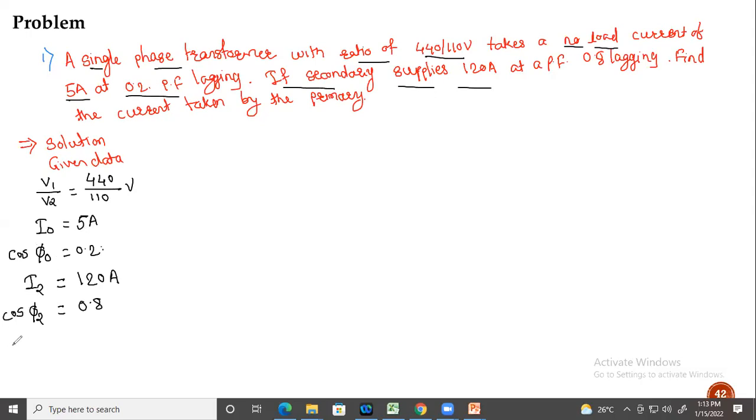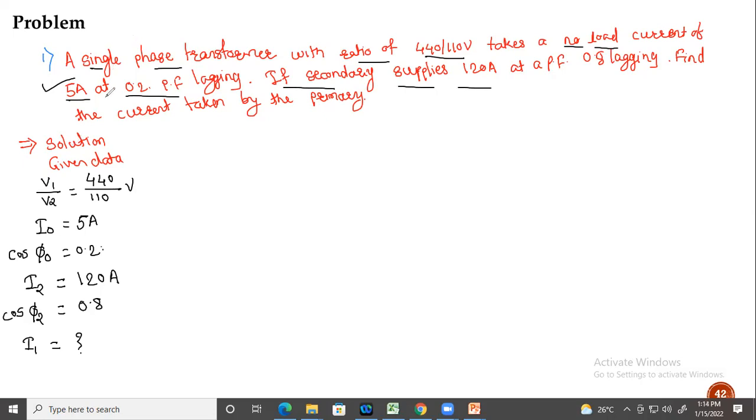We need to find the current taken by the primary. We represent the primary current as I1, so we want to calculate the value of I1. This is a very important problem. It can be solved by using a phasor diagram. We draw the phasor diagram and find the solution, so all of you understand this problem.